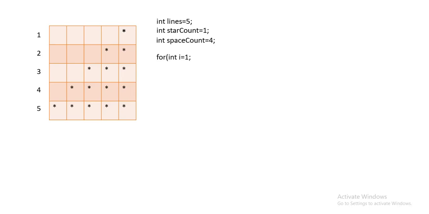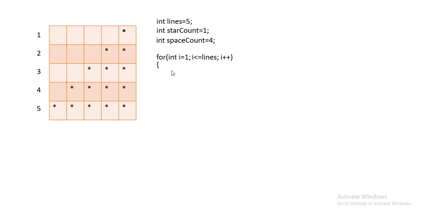So first thing is, the loop is going to start from 1. Then how much is it going? That depends on the number of lines. Here we have 5 lines, so it will go up to 5. I directly take the lines variable. Then each time we are going to increment i by 1. So take i++.